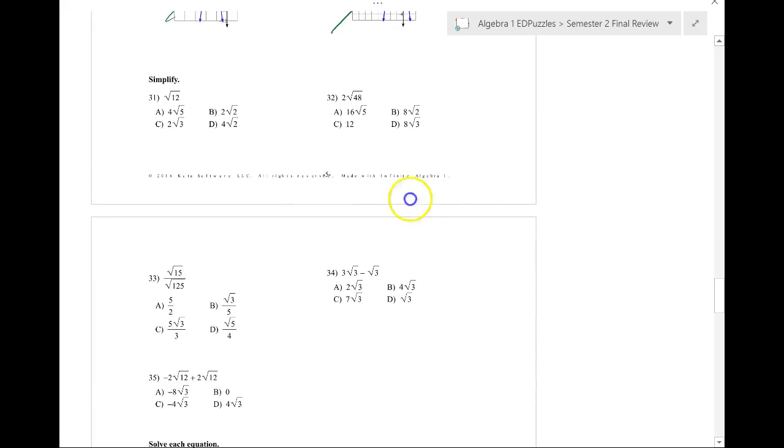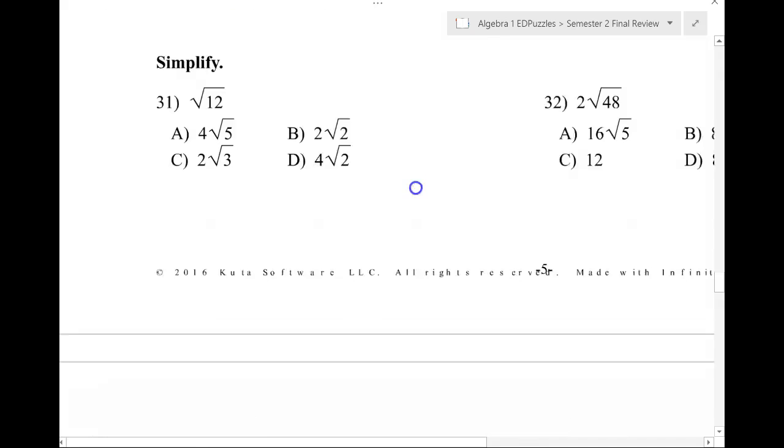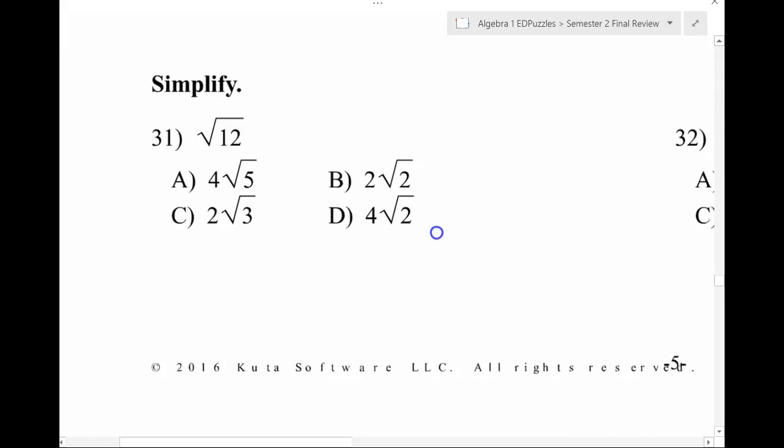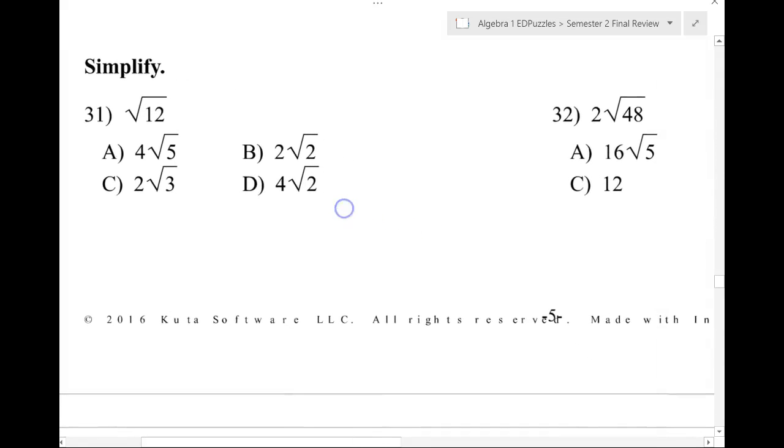Okay, simplify. Now, I know your teachers probably all have different methods for this. The one I taught is the birthday cake method for you guys in my class. I'll show a few different ways.